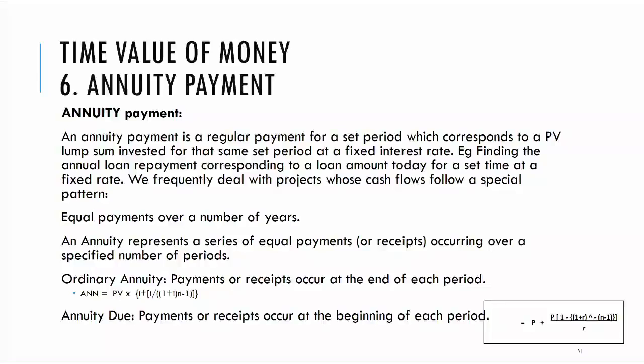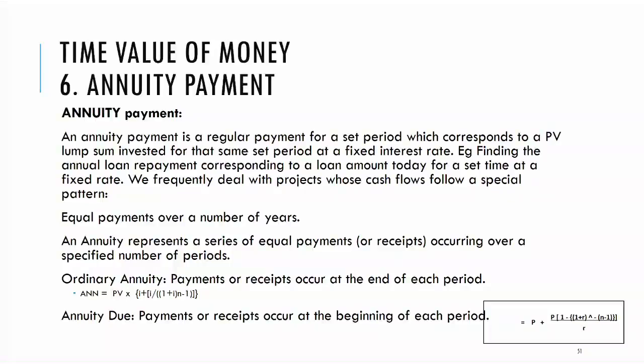We frequently deal with projects whose cash flow follows a special pattern. Right. The best example is a loan repayment, mortgage repayment. It's like an annuity. You pay a specific amount, on a specific day every year throughout the period. The equal payments over a number of years. An annuity represents a series of equal payments or receipts occurring over a specific number of periods.